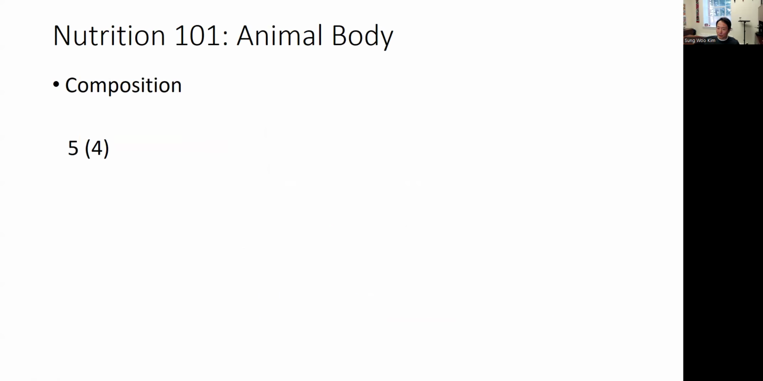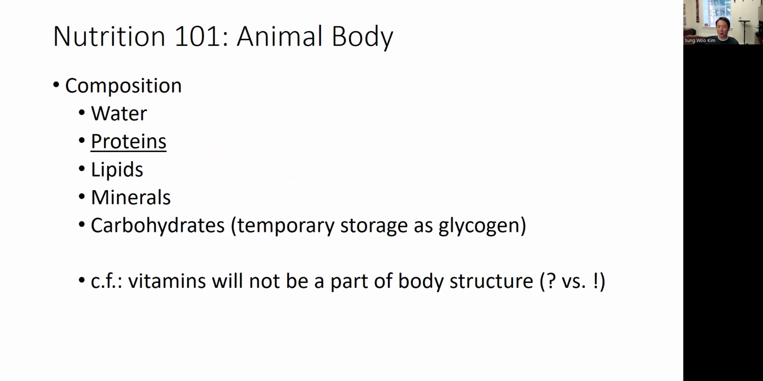So this slide will be quick. If we talk about the animal body compared to the plant body, the main components of the animal body will be water, proteins, lipids, minerals, and carbohydrate. Carbohydrate will be very small, okay? Sometimes very minor. The vitamins will not be a part of body structure. I already mentioned the fat-soluble vitamins can be stored as part of fat. Okay, so I put a question mark here too.